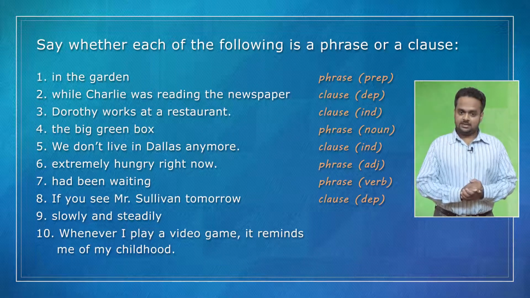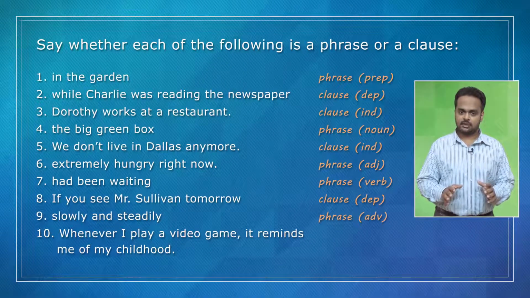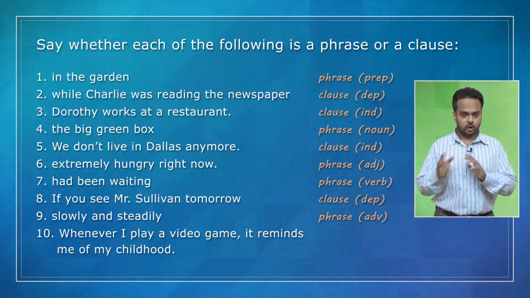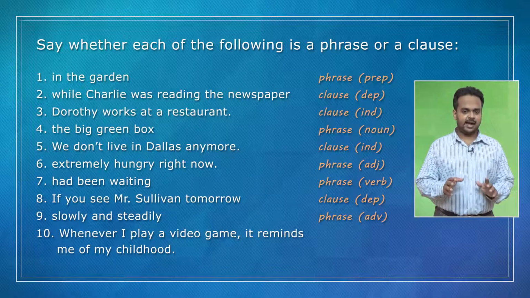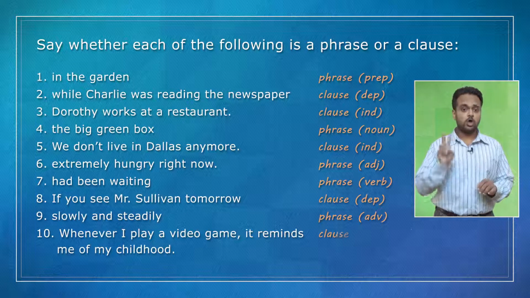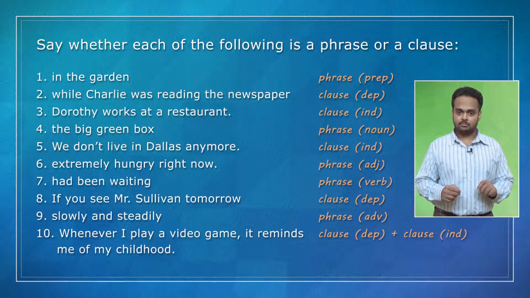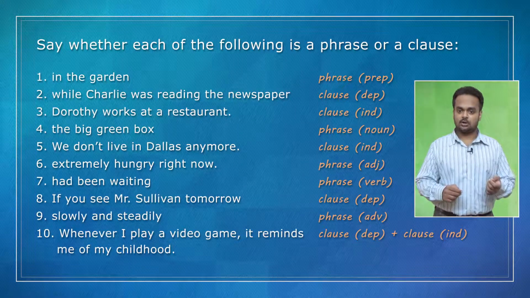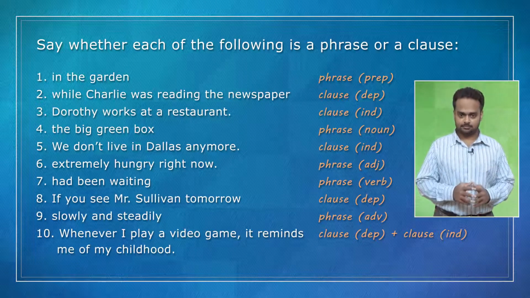Number 9 is a phrase, and this phrase is an adverb phrase because the focus is the adverbs slowly and steadily. And finally, number 10 is a little tricky. This is actually not one phrase or clause. This is a sentence with two clauses. The first clause, whenever I play a video game, is dependent, and the second clause, it reminds me of my childhood, is independent. How many of those did you get right?